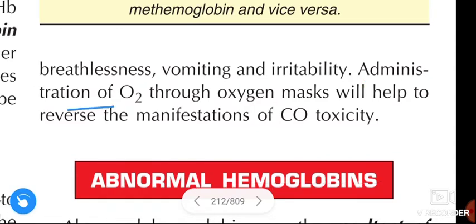Administration of oxygen through an oxygen mask will help to reverse the manifestations of carbon monoxide toxicity. This is about the hemoglobin derivatives, methemoglobin and carboxyhemoglobin.